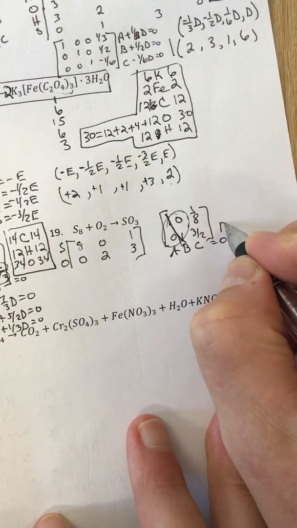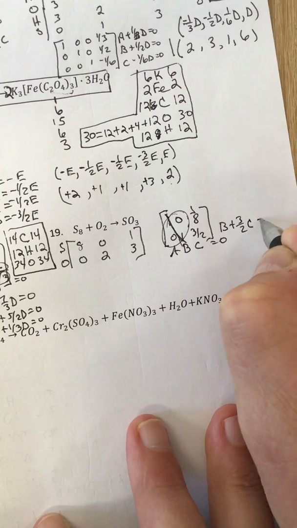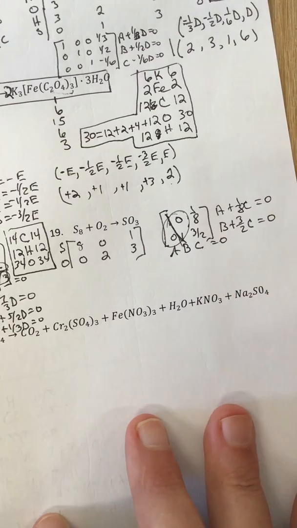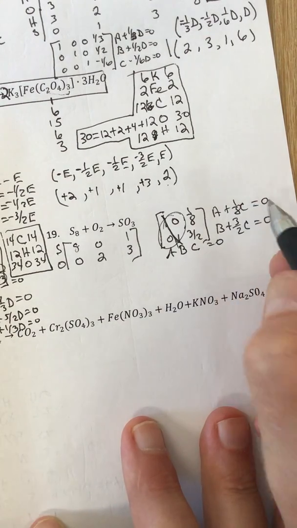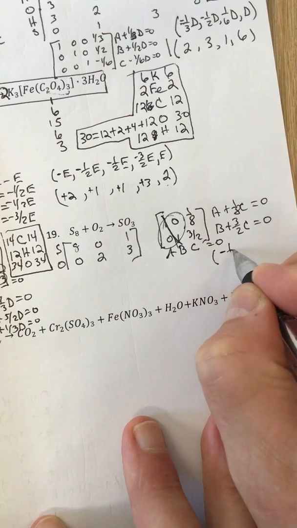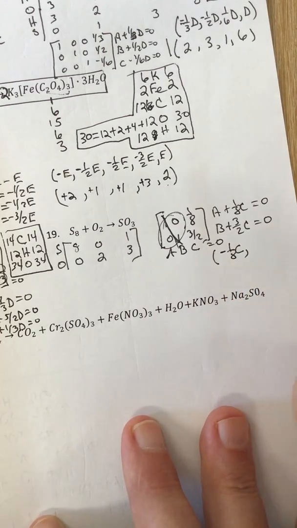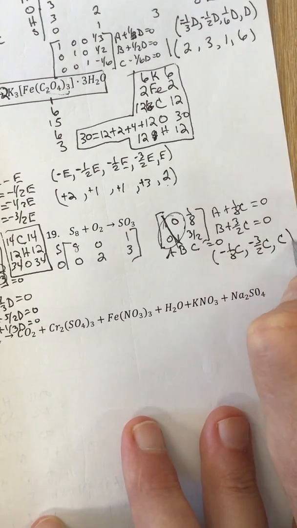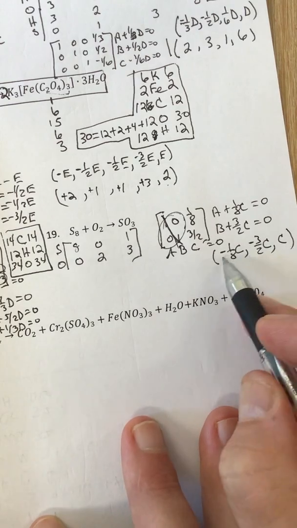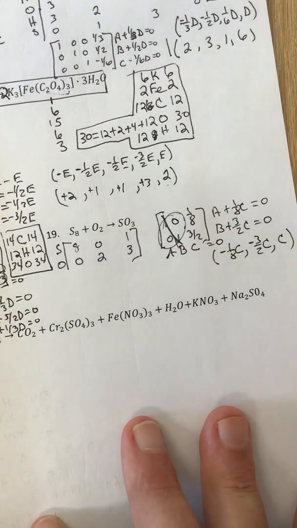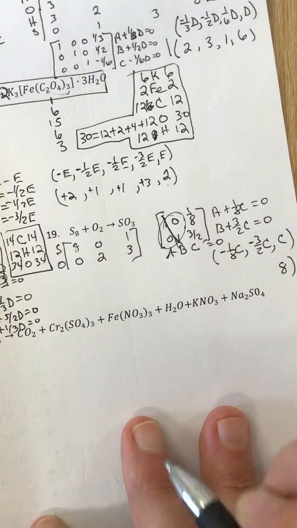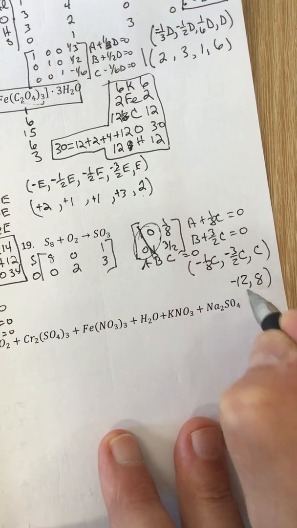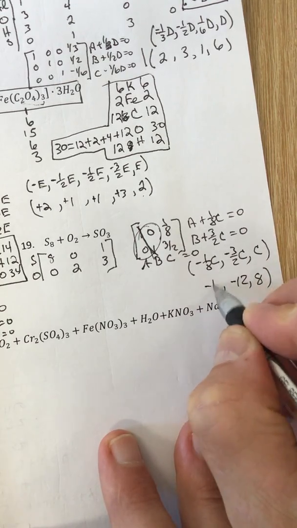So A, B, C equals 0. Right here I've got B plus 3 halves C equals 0, and up here I've got A plus 1/8 C equals 0. Moving the 1/8 to the other side, I have negative 1/8 C in the first spot. Moving this one to the other side, negative 3 halves C in the second spot. And C is the one that I get to choose. These are on the same side, which yes, they are. So if I take 8 as the multiplier, that's going to make this 3 times 4, and that's going to make this one just negative 1.